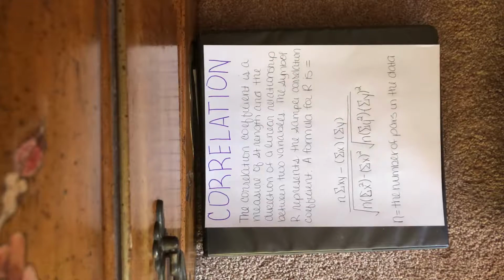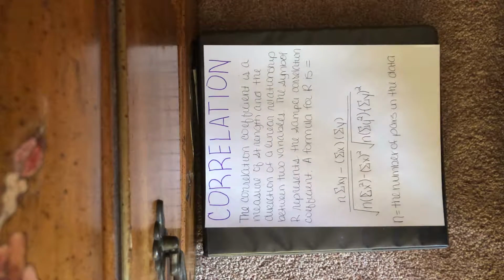Correlation is a relationship between two variables represented by the ordered pairs of x and y, x being the independent variable and y being the dependent variable. The correlation coefficient is a measure of the strength and the direction of a linear relationship between two variables. The symbol R represents the sample correlation coefficient.